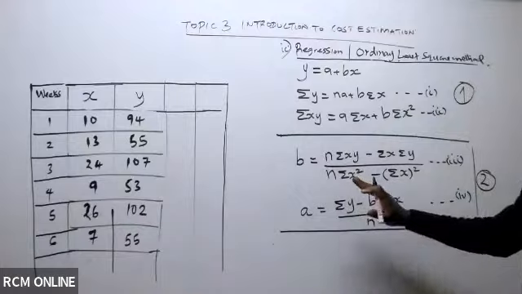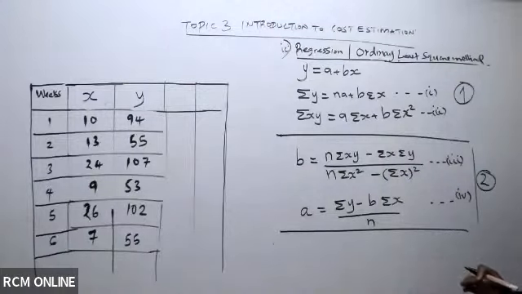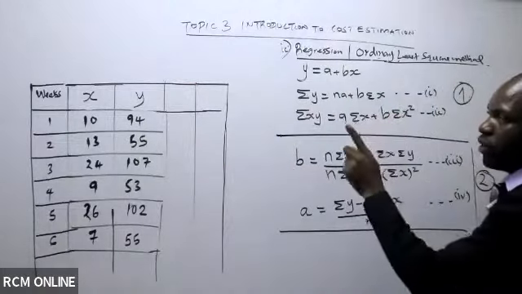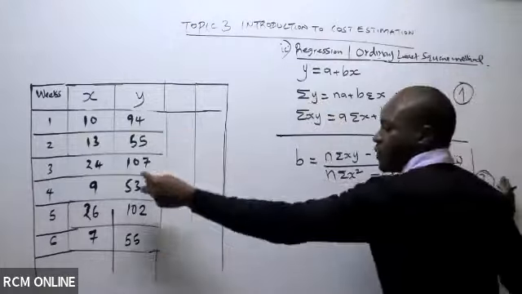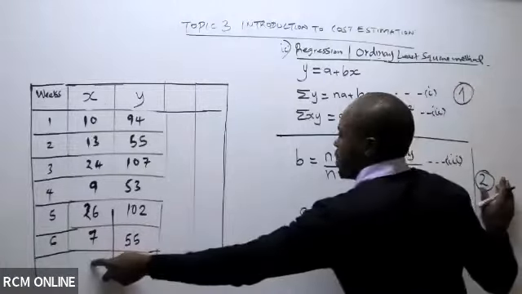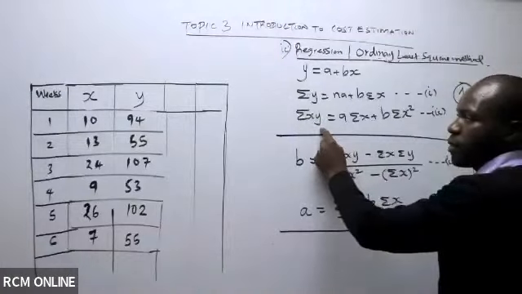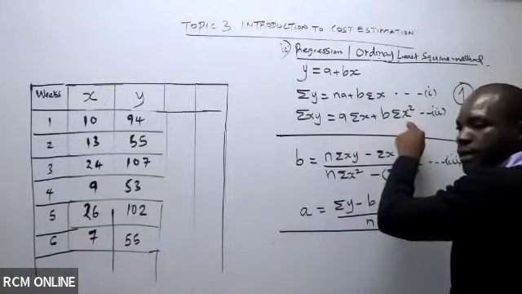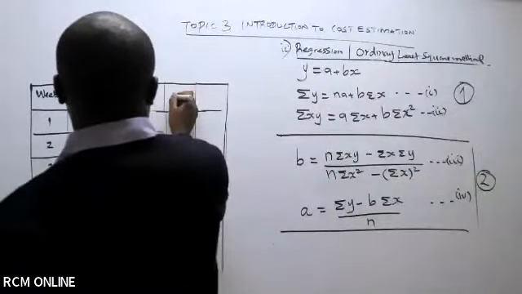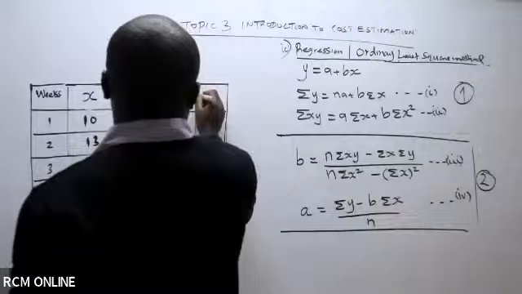You can clearly see in this formula, what you need is very simple. I don't need this extra column. I only need the value of summation of y. You add everything here. I need summation of x. I add everything here. The second one, I need summation of xy, and summation of x squared. So I'll come here and bring in the third column, x squared, and the fourth column, xy.